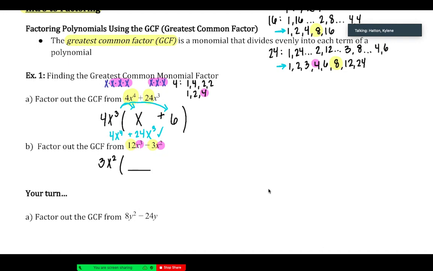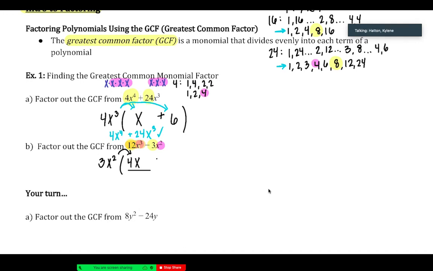The first one, using the distributive property backwards, like if I were to think 3x squared times what is going to get me to this 12x to the third power. That was my first term. So I have to do 3 times 4 to get me to 12. And then what gets me from x squared to x cubed, I have to multiply in one more x.